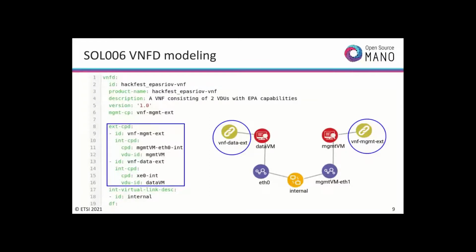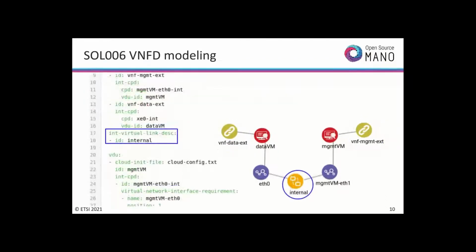And as you can see here, they are pointing to the internal connection points. So this blue block here on the left matches with the two external connection points marked on blue on the right. So these management and data external connection points are the ones enclosed there.